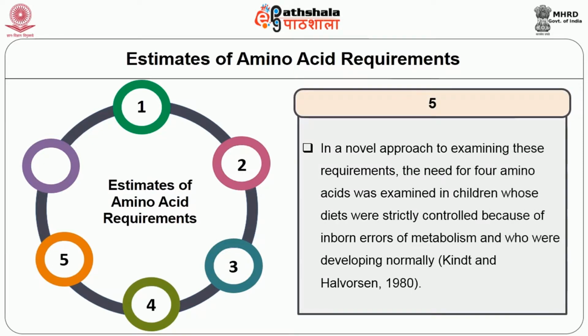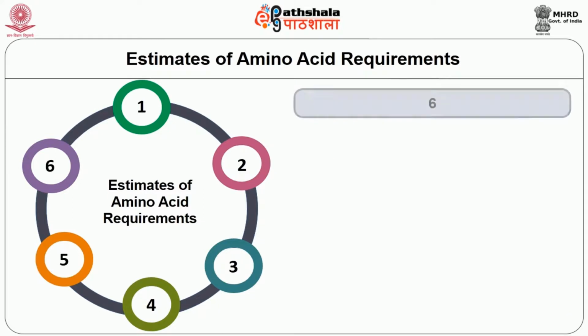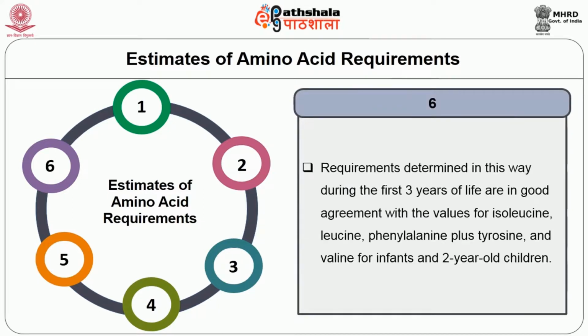In a novel approach to examine these requirements, the need for 4 amino acids was examined in children whose diets were strictly controlled because of inborn errors of metabolism and who were developing normally. Requirements determined in this way during the first 3 years of life are in good agreement with the values for isoleucine, leucine, phenylalanine plus tyrosine, and valine for infants and 2-year-old children.